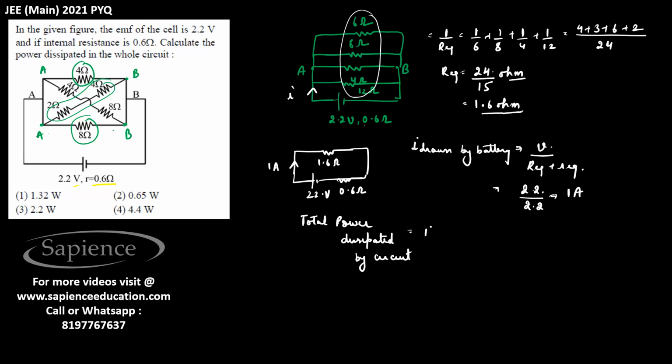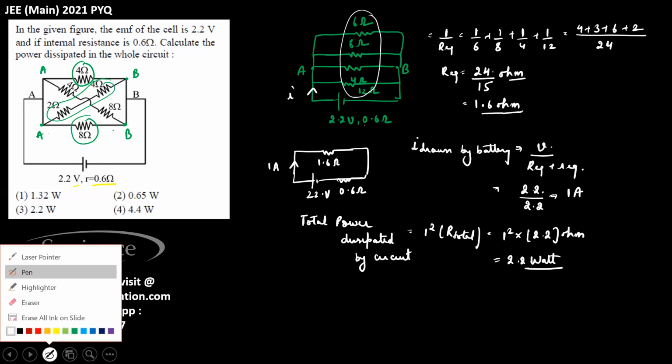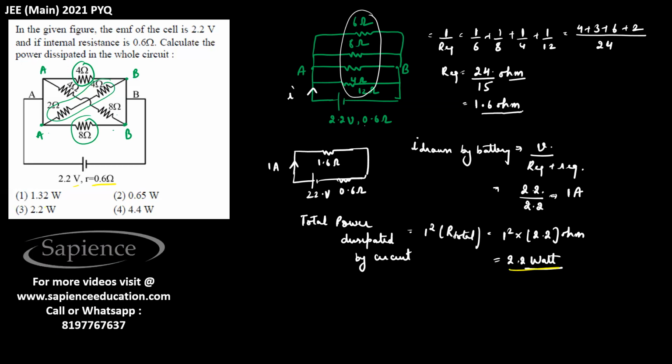The total power will be equal to, it's a DC supply, so it should be I square R total. I square is 1 square and R total is 2.2 ohm. So the total power dissipation will be 2.2 watt. That should be the answer. So let's move to the next question.